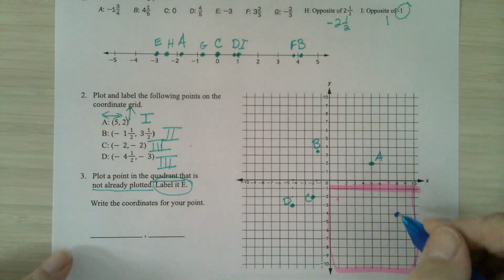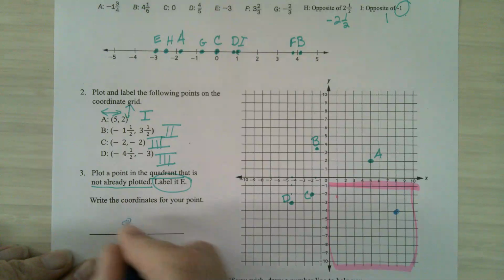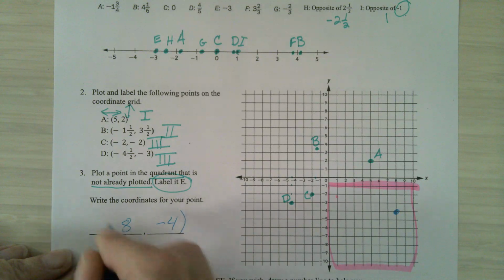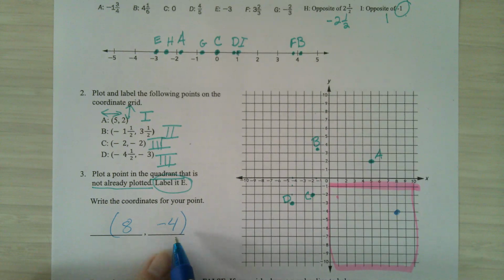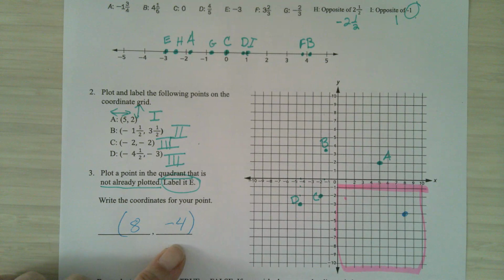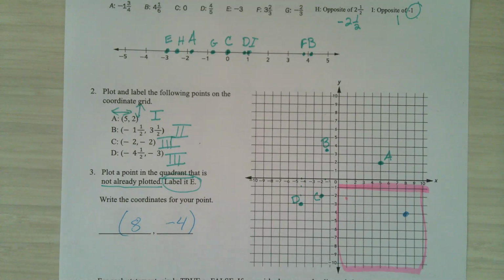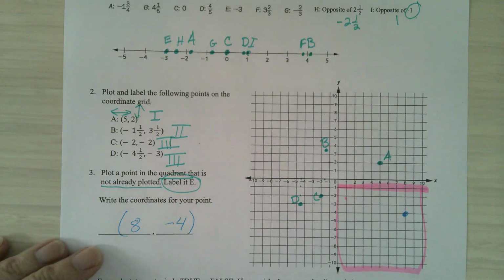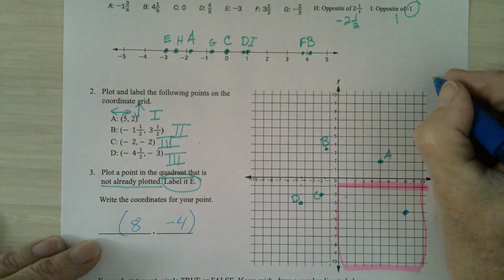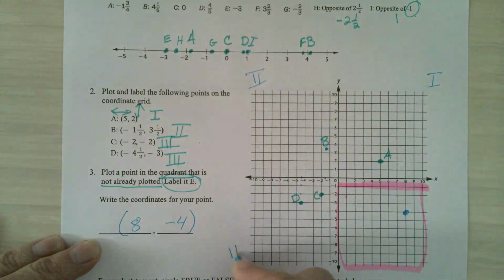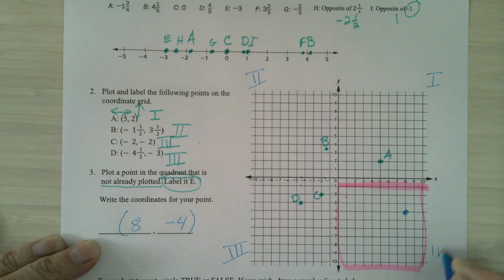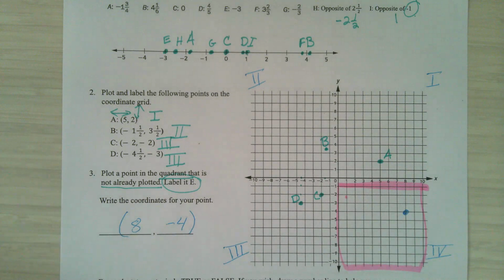I'm going to put it right here. And it's 8, -4. As long as your first number's positive and your second number's negative, it will be counted correct. Any questions? Now, on the test, it might not be quadrant 4. It could be one of the other quadrants. Just a little review. Quadrant 1, 2, 3, and 4. Any questions?